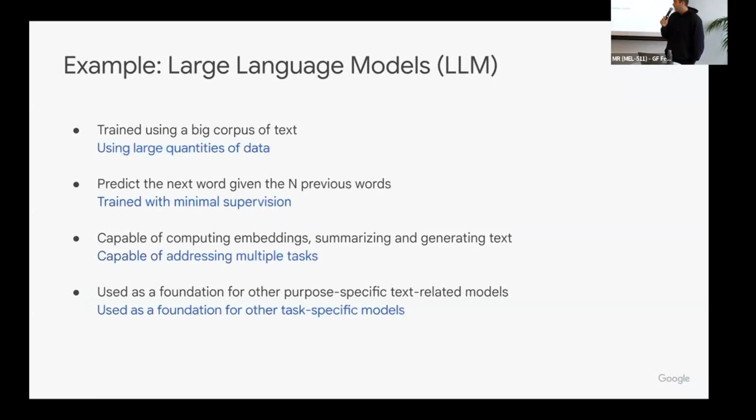So looping this back to the previous slide, big corpus of text, that's a large quantity of data, check. They predict the next word from the previous words. What that means is that I don't need a whole bunch of experts labeling a data set. This is a sort of self-labeled data set. I just have a long enough piece of text, and I have a rolling window where the previous n words give me the next word. That is a minimal amount of supervision that is required to train this model. Then, as we said, it's able to do multiple things. That's multiple tasks, check. And then lastly, it is being used as a base for other models, check. Therefore, we have ourselves a foundation model.